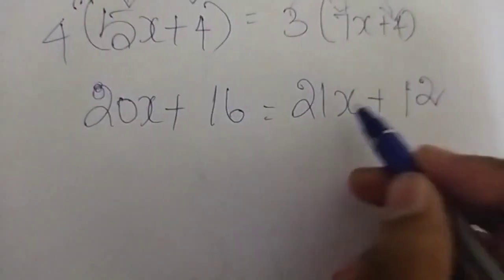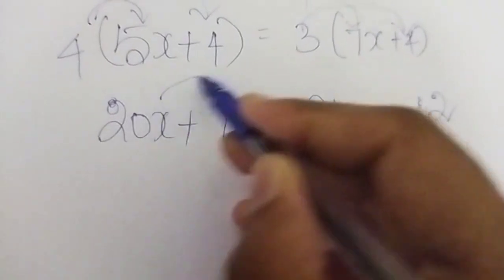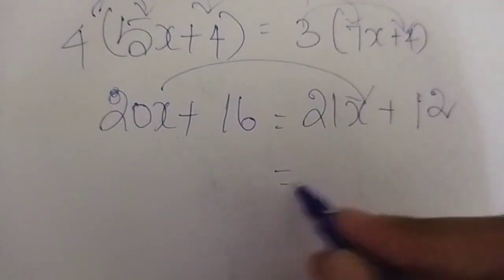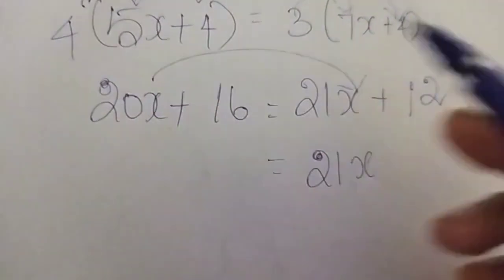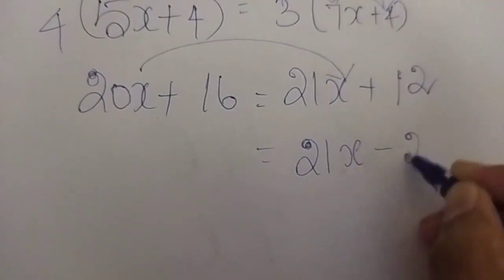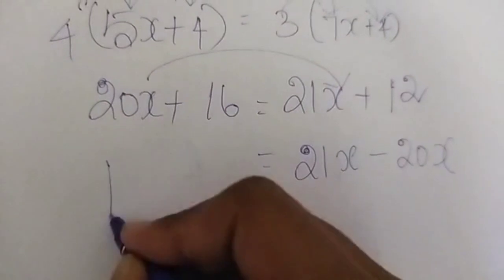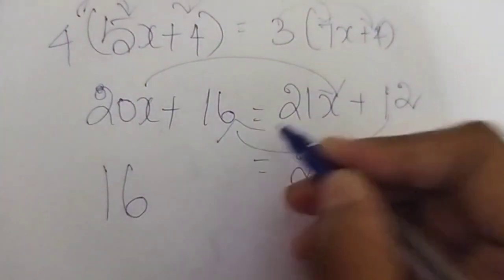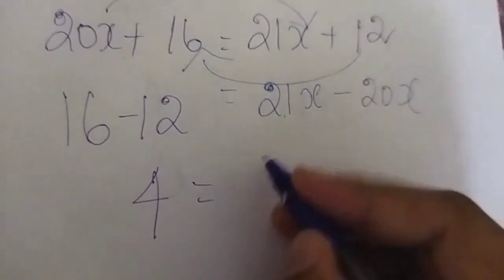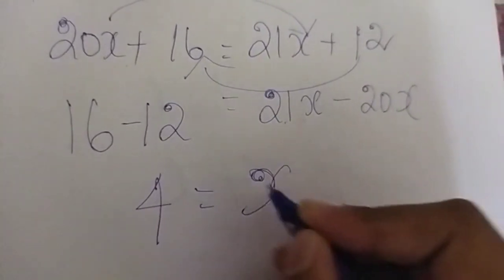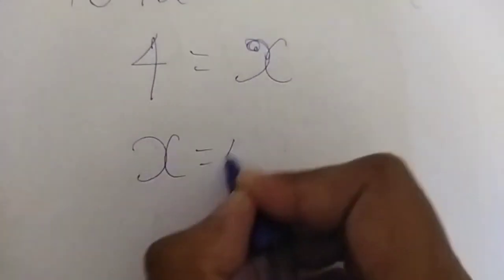So keeping variables on one side and constants on the other side, if I bring 20x this side it becomes minus 20x, and 12 this side becomes minus 12. 16 minus 12, 4. 21x minus 20x, x. So x is equal to 4.